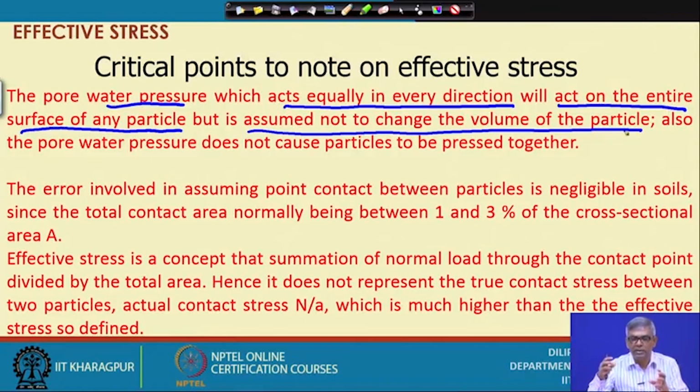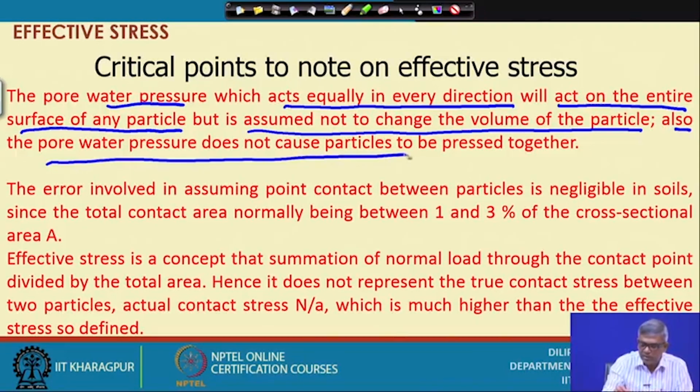So, when a pressure is acting on a particle from all directions, we are assuming that it is not causing any volume change. When pressure is applied, there is supposed to be a volume change, but in a static condition they are in equilibrium, and they are not causing any volume change. That is the assumption. If you do not make this assumption, this cannot be developed. Also, the pore water pressure does not cause particles to be pressed together. Because of this pressure, they are not forced to come closer or go away in the static condition. That is another assumption.